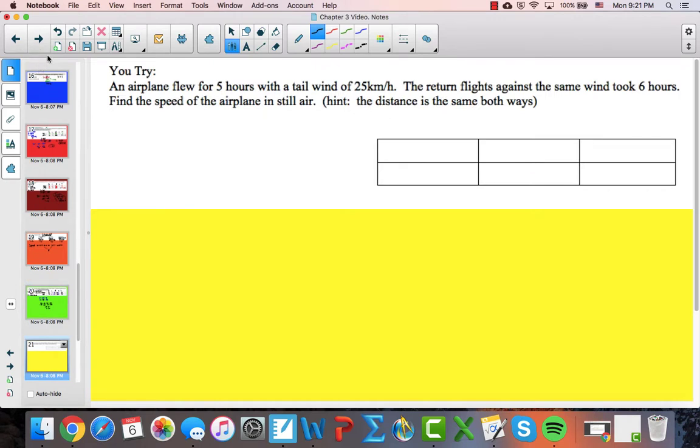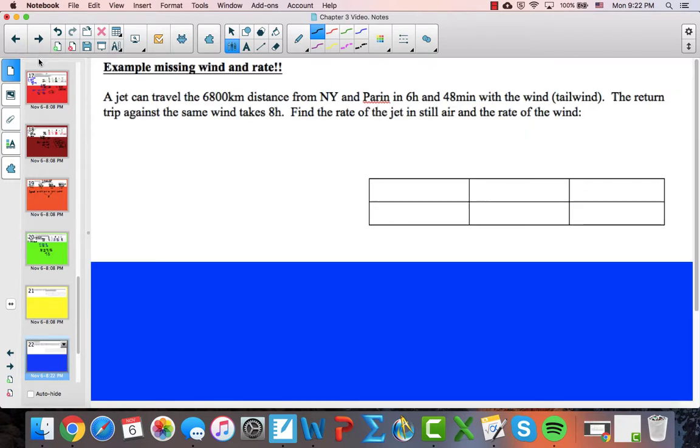An airplane flew for 5 hours with a tailwind of 25 kilometers an hour. The return flight against the same wind took 6 hours. Find the speed of the airplane in still air. Hint, the distance is the same both ways, so similar to the last one. I want you to try it, and we're going to go over this one in class to make sure you got it right.